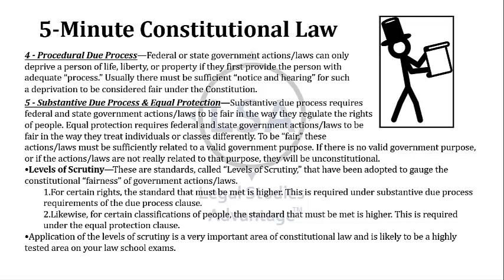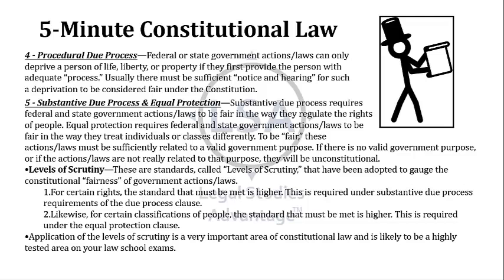Number 5, substantive due process and equal protection. Substantive due process requires federal and state government actions and laws to be fair in the way they regulate the rights of people. Equal protection requires federal and state government actions or laws to be fair in the way they treat individuals or classes differently. To be fair, these actions or laws must be sufficiently related to a valid government purpose. If there is no valid government purpose, or if the actions or laws are not really related to that purpose, then they will be found to be unconstitutional.